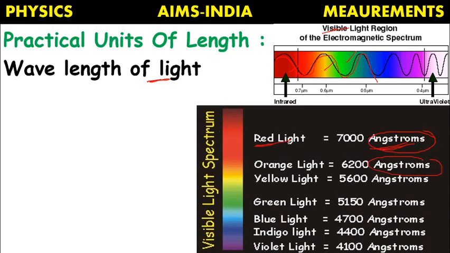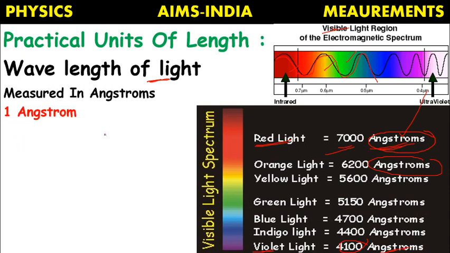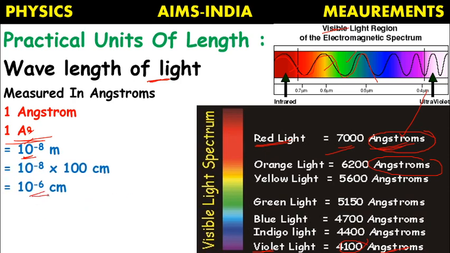The wavelength of red light is 7000 angstrom units. Like that of violet light is 4100 angstrom units. So here angstrom is another practical unit. So angstrom, its symbol is A naught, or A naught means a degree. The symbol used for degree, the same symbol used for angstrom also, A naught. So its value is 10 power minus 8 meters. If we convert into centimeters, 10 power minus 6 centimeters.